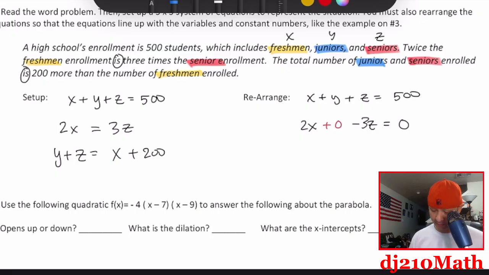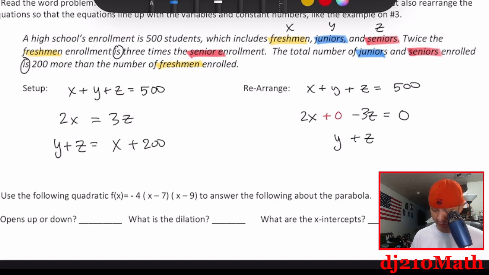Okay, the bottom one, Y plus Z. So I'm going to line up Y and Z. So Y plus Z is equal to X plus 200. Well, I don't want the X to be on that side. I'm going to subtract it over to the left side. So minus X. And then 200 is left. All right, and this would be the coefficient matrix, the matrix that we would work with.